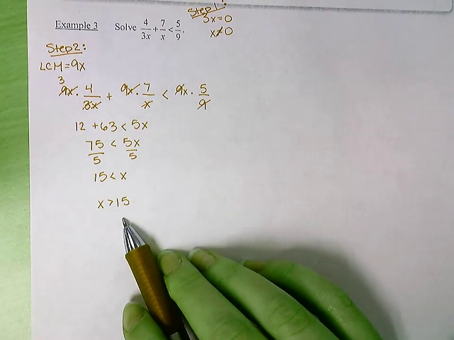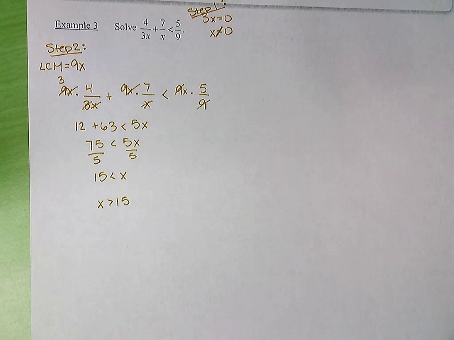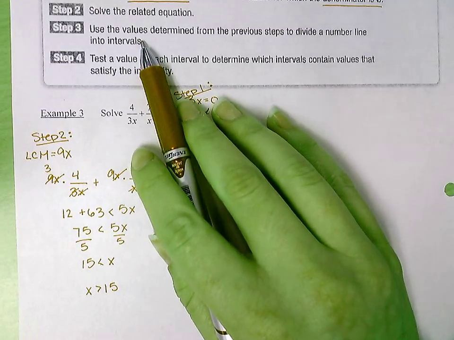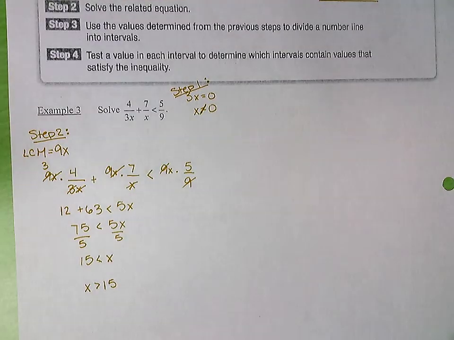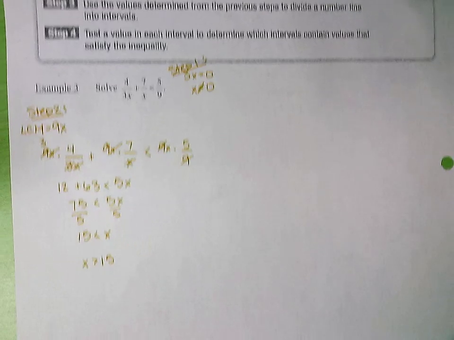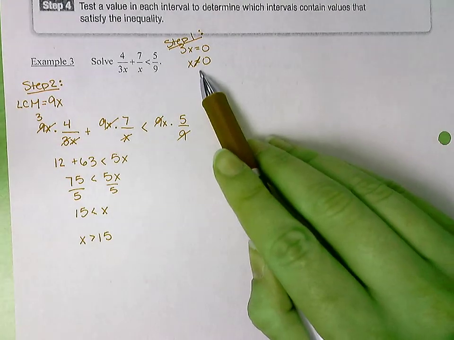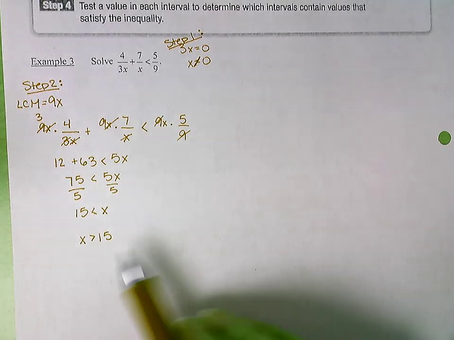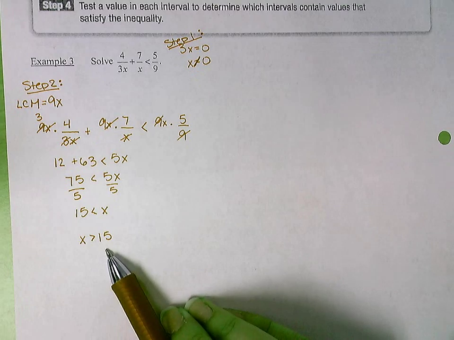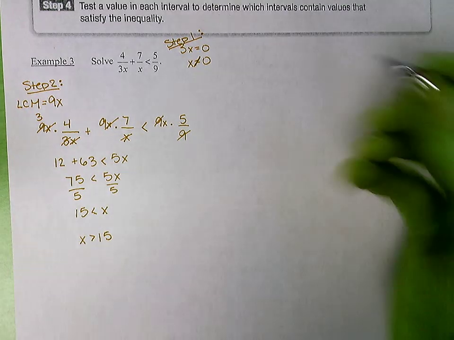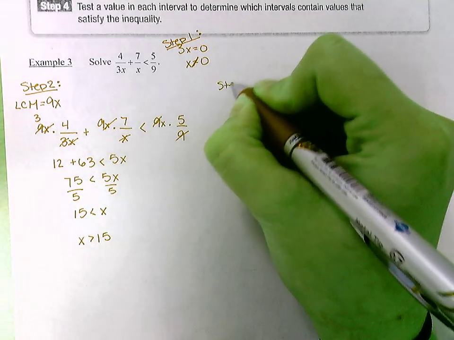All right, so my step 3. Okay, next I have step 3. We have to use our values from our previous steps here and plot those on a number line. So my values that I came up with are 0 and 15.